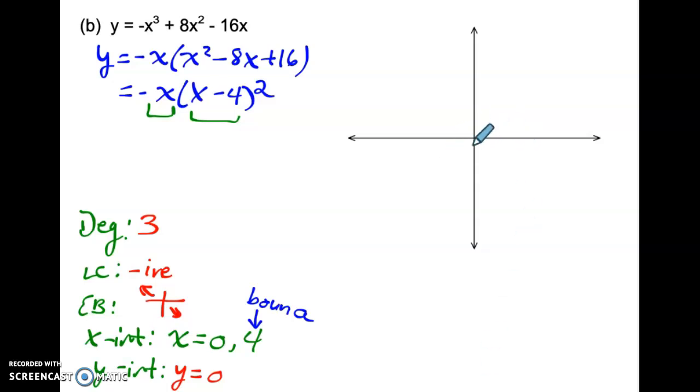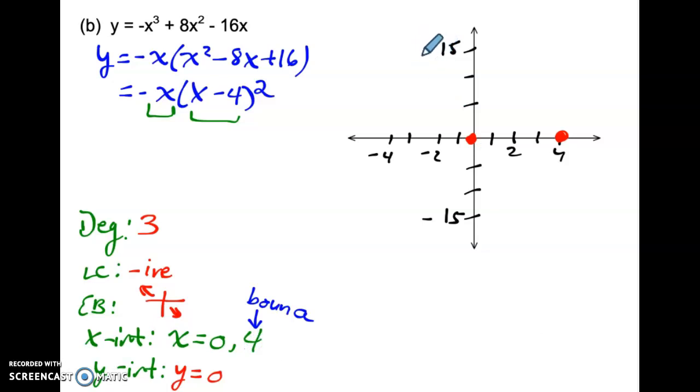Just like before, we're going to do a scale here. Okay, and we're going to draw in everything that we know. So we're going to draw in our x-intercepts of 0 and 4. And we would draw in our y-intercept, but that's also the origin, so we already have it. And now all we have to do is follow our end behaviors and bounce on the 4.